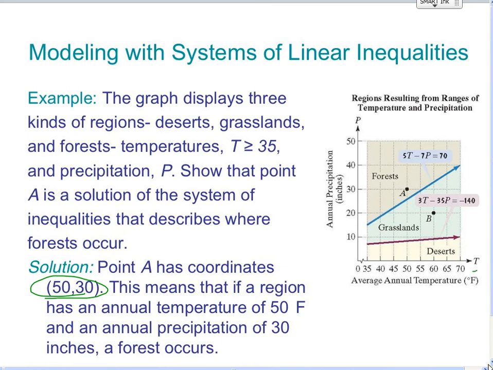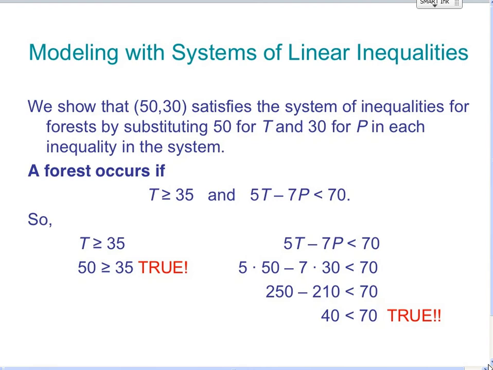Since your x value, so to speak, is the temperature in Fahrenheit, an x value of 50 would indicate a temperature of 50 degrees. And your y value is P, or precipitation. So a y value of 30 means 30 inches. In order to do this problem, we need to show that this 50, 30 satisfies the system of inequalities for the forest. We're going to take 50 and substitute it for T, and 30 and substitute it for P.